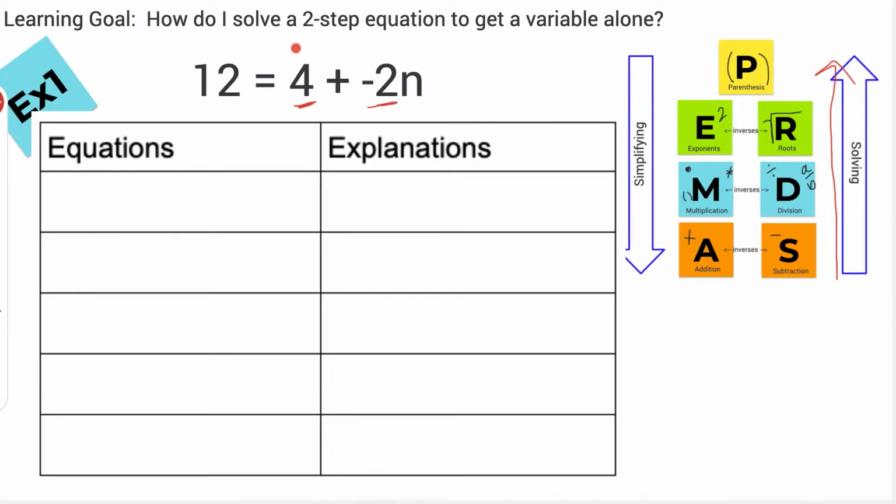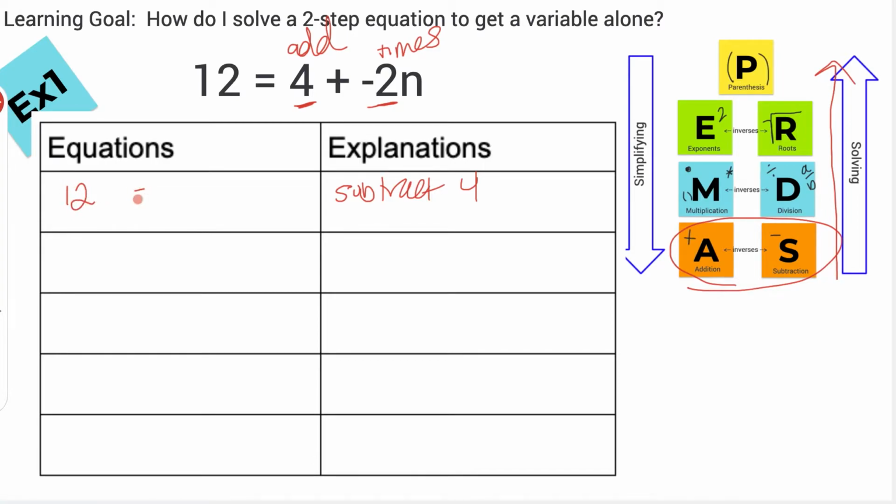So because this 4 is being added to n and this negative 2 is being multiplied by n, we need to make sure that we start at the bottom and we deal with addition and subtraction first. So we have to deal with this plus 4 first. So the very first thing I'm going to do is get rid of this plus 4, and the way I'm going to do that is to subtract 4 from both sides. So it's going to look like this.